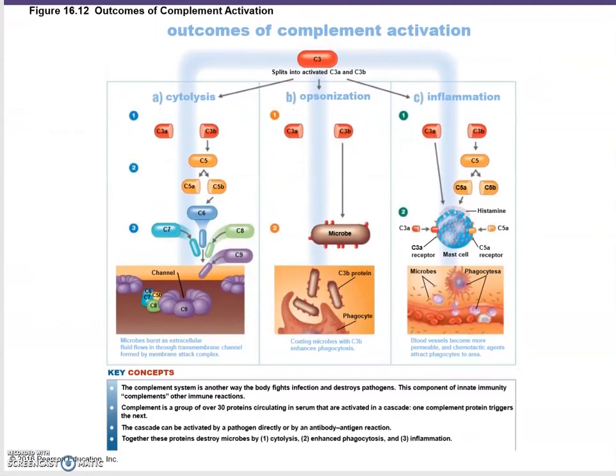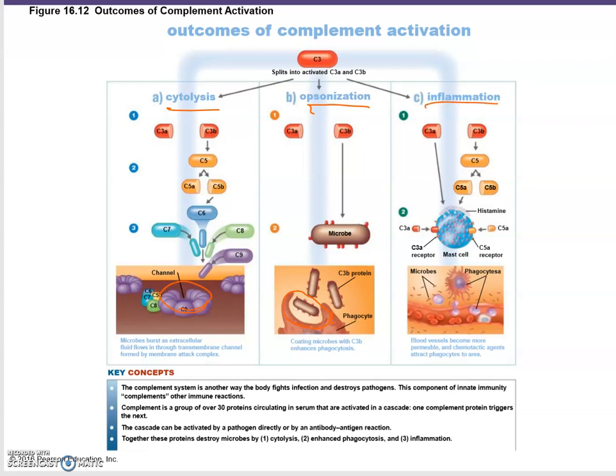Here in a diagram, the three outcomes of complement activation, you have cytolysis, which forms this membrane attack complex that then lets the contents leak out of the bacteria. Then you have the opsonization, which is basically a labeling mechanism that helps a macrophage or a neutrophil to find its target better and easier, and so the phagocyte then has an easier time to engulf the bacterium and internalize it.